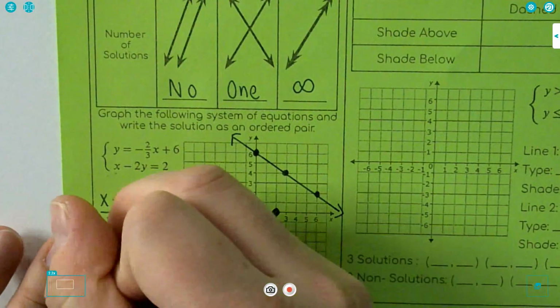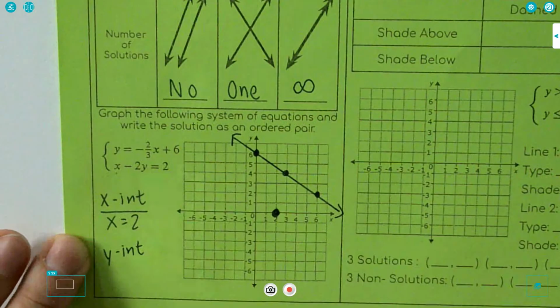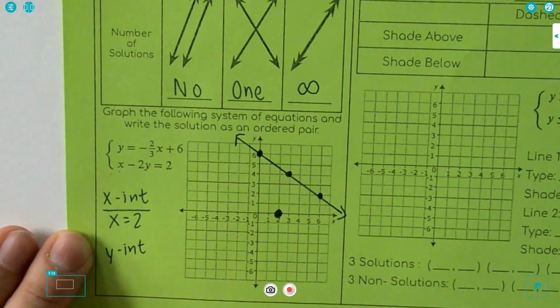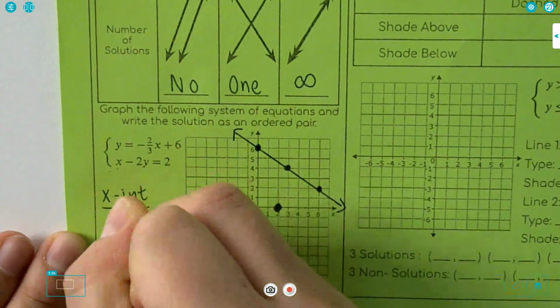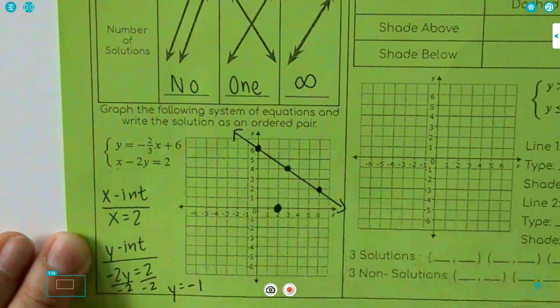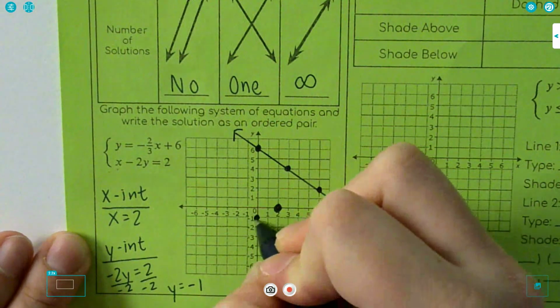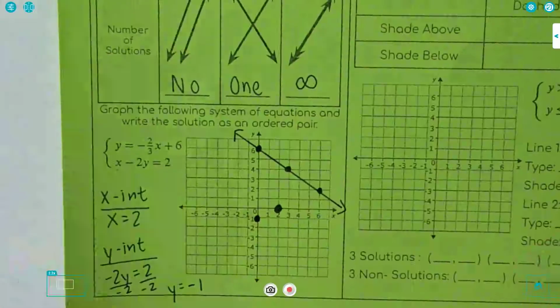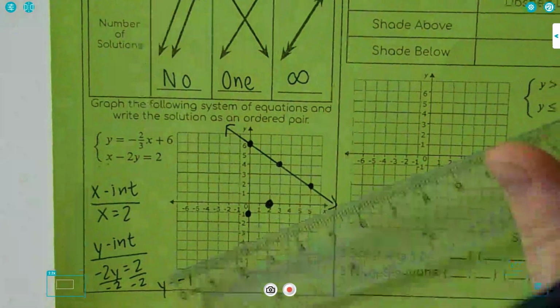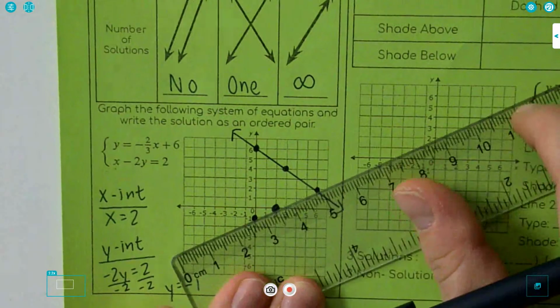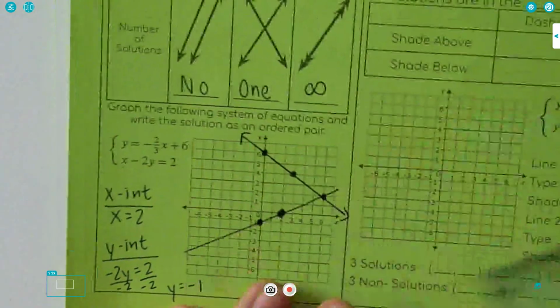And then to find your y-intercept, you would do your y term, so that negative 2y equals 2. Divided by negative 2, we get y equals negative 1. So we would have a point on my y-axis at negative 1. Okay, so again, on the test, you will not have to do 3.2. It is an option on one of the problems. Okay, and then we can go in and connect those.